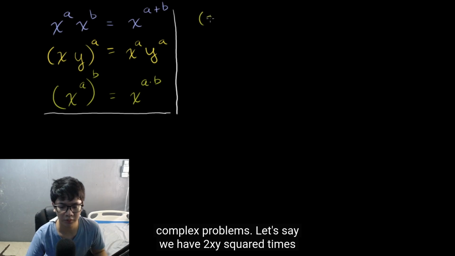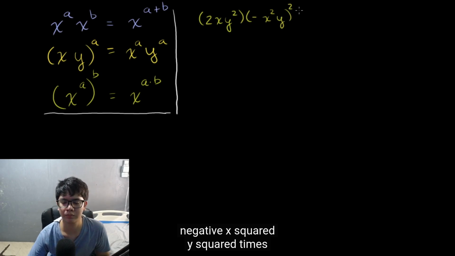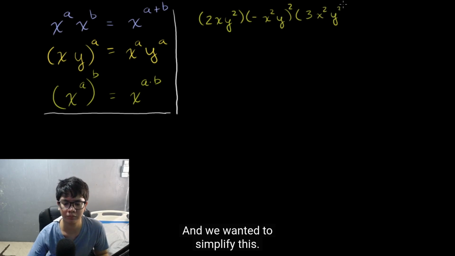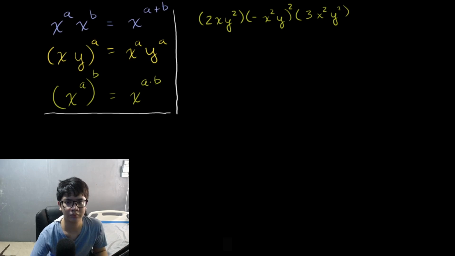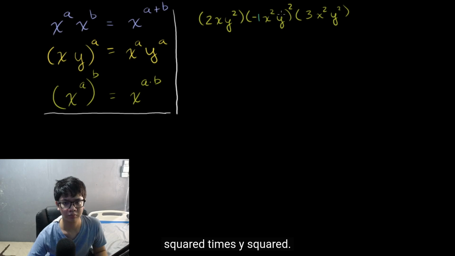Let's say we have 2xy squared times negative x squared y squared times 3x squared y squared, and we wanted to simplify this. Well, a good place to start, let's see, maybe we could simplify this. You could view this as negative 1 times x squared times y squared.